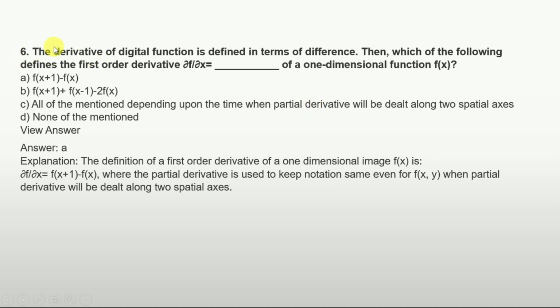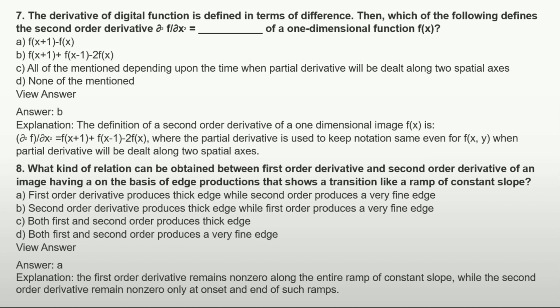Next question, that is also a very important question, guys, so please keep focus on this as well. The derivative of a digital function is defined in terms of difference. Which of the following defines the first order derivative? f of x plus 1 minus f of x, as we can see in the previous question. So the basic answer of this question is f of x plus 1 minus f of x. Keep in mind that the first order derivative of a function is f of x plus 1 minus f of x. The derivative of a digital function defined in terms of the second order derivative is option B, that is f of x plus 1 plus f of x minus 1 minus 2 of f of x.